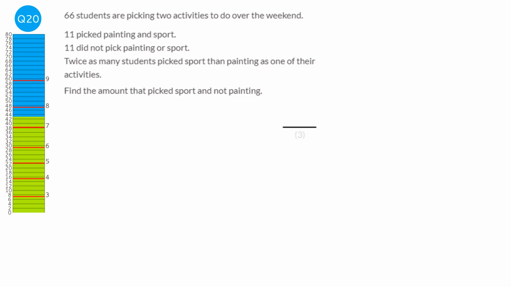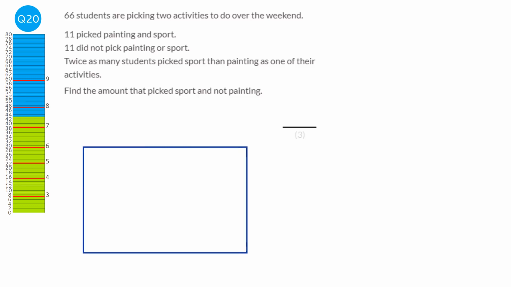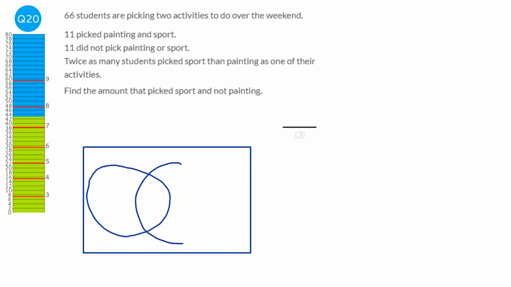So this question will probably need a Venn diagram just to make it a bit easier. So I'm going to draw a Venn diagram. You don't need to. If you can work out how to do this question without, you can, but I think this is a really tricky question to do without a Venn diagram. So it says that they picked two activities. It was either painting, which I'll put as a P, and sport, which I'll put as an S.